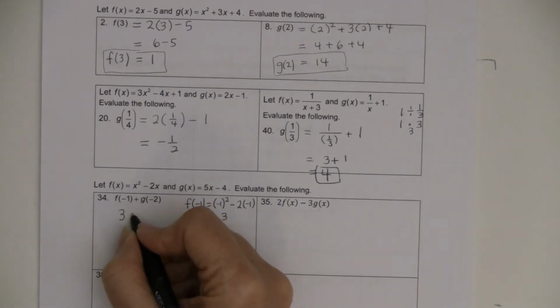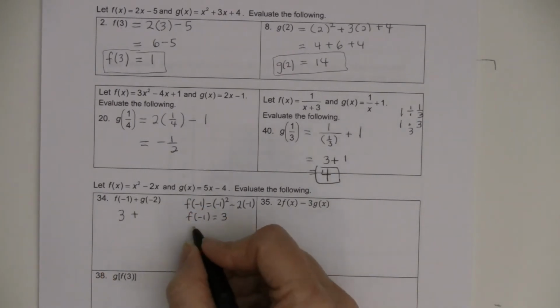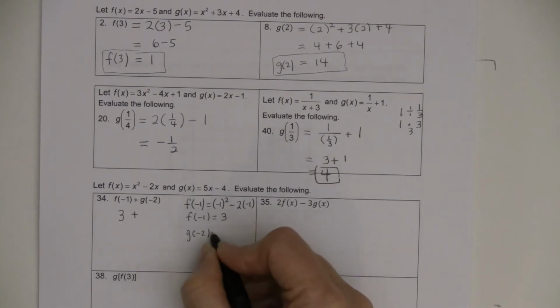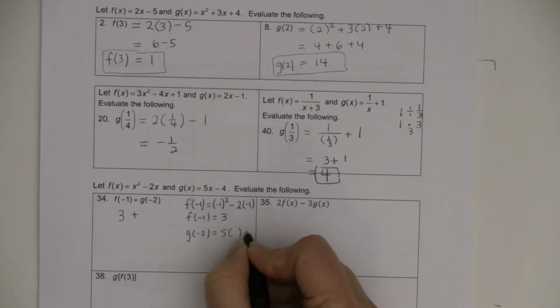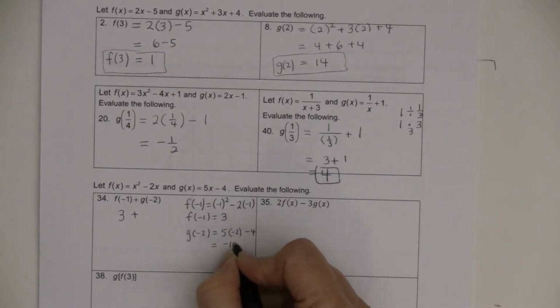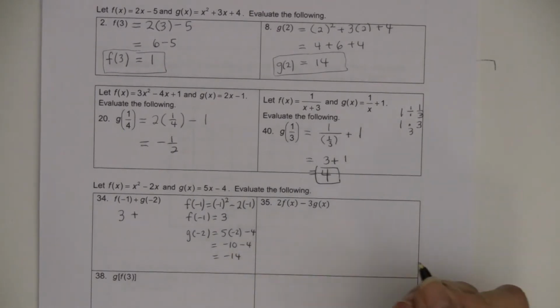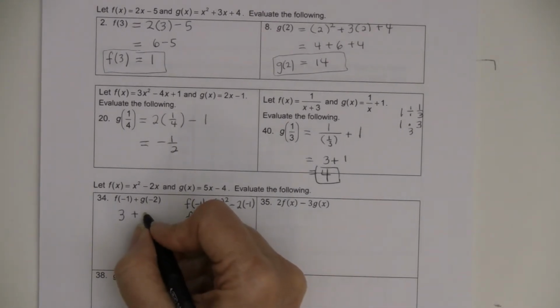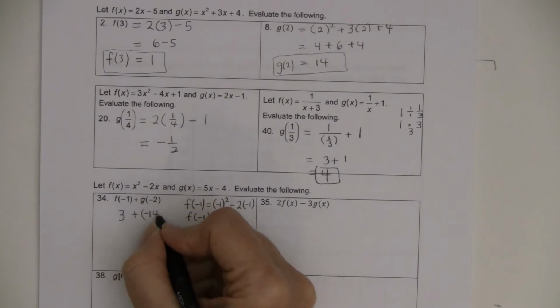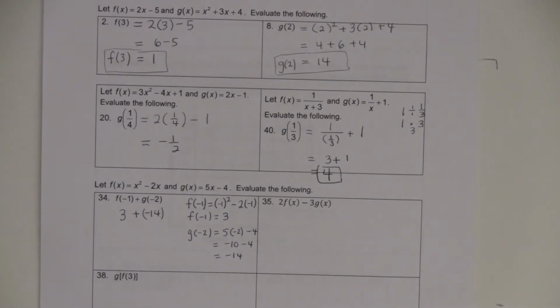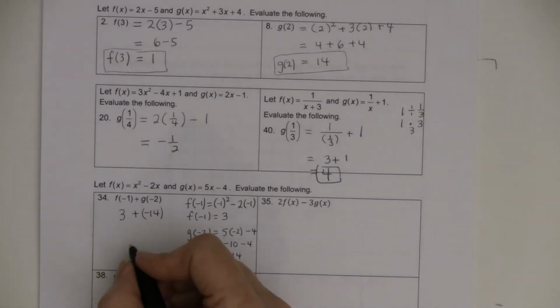And I'm going to add that with whatever I get for g at -2. So this is like my little side piece of paper. g at -2 is 5 times the blank minus 4. So I'm going to put in -2. So I'm going to get -10, take away 4, which is -14. Also can do it on your calculator. So plus -14. I'd be tempted to put some parentheses around the negative number there. And then you would add those together. So when you do, you get -11.